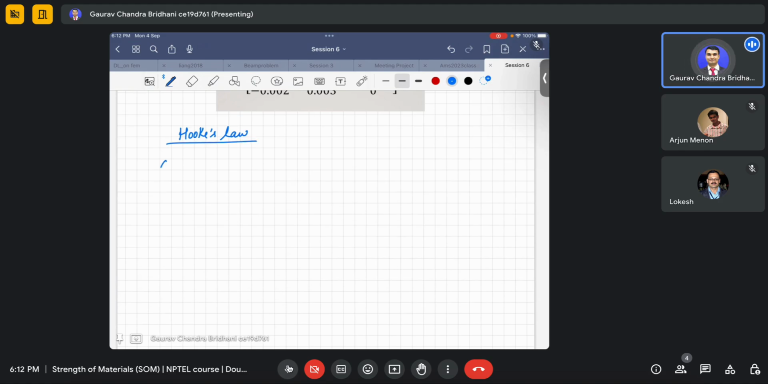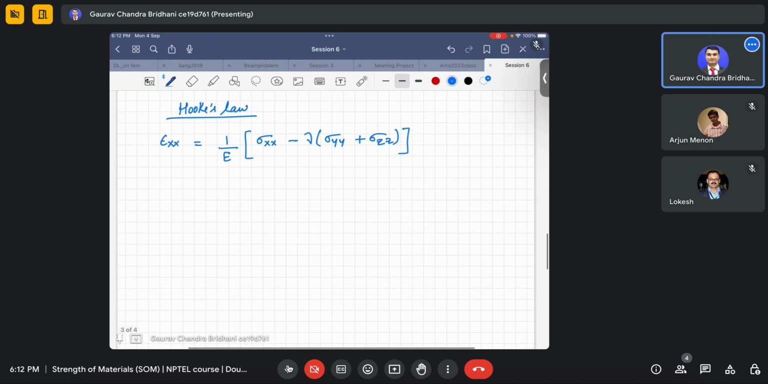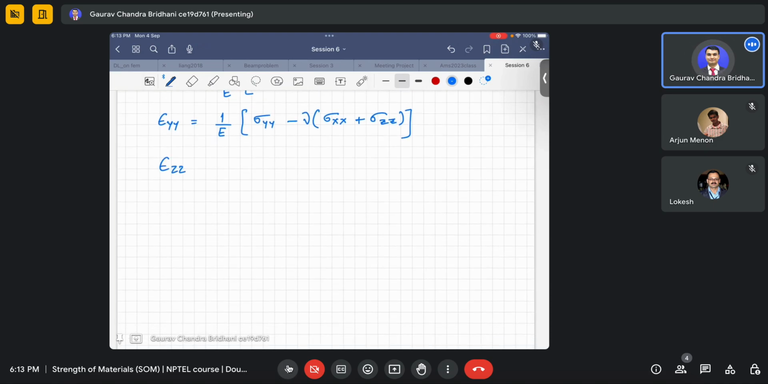If you want to find epsilon xx, it is 1 upon E times sigma xx minus nu times sigma yy plus sigma zz. Then epsilon yy is 1 upon E times sigma yy minus nu times sigma xx plus sigma zz, and epsilon zz will be 1 upon E times sigma zz minus nu times sigma xx plus sigma yy. These are the strain relationships where strain and stress are in the coordinate, normal direction.